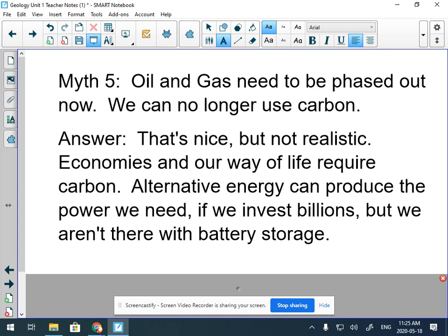There are more and more electric cars every day, and even transitioning away from coal to natural gas is a little bit better from a CO2 perspective. So if somebody's telling you we can transition tomorrow, that's not realistic. Okay, it's idealistic.